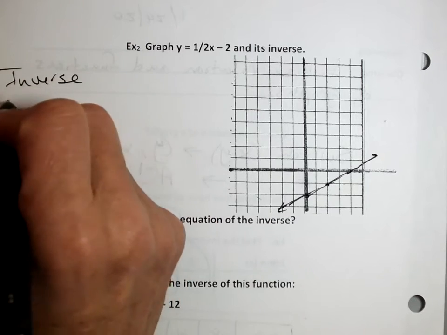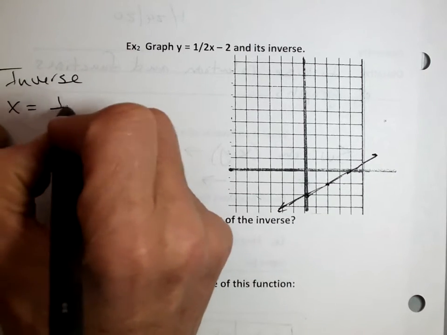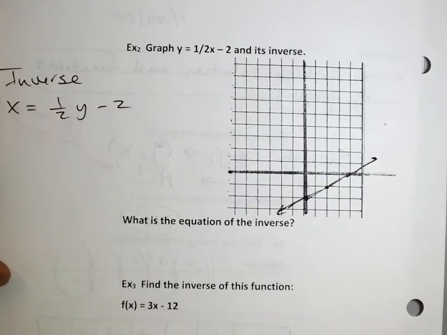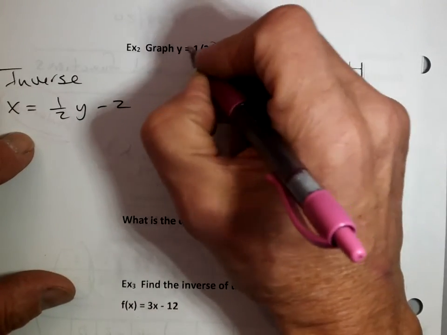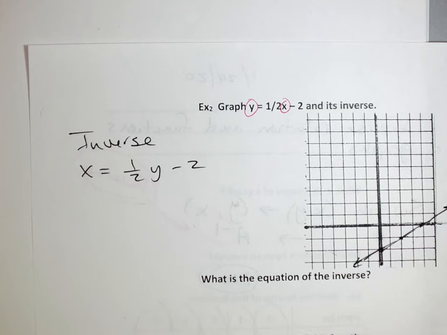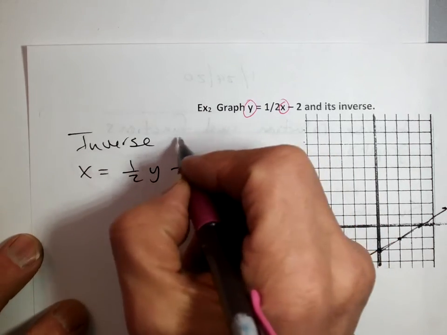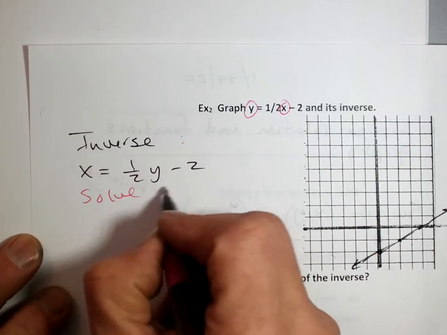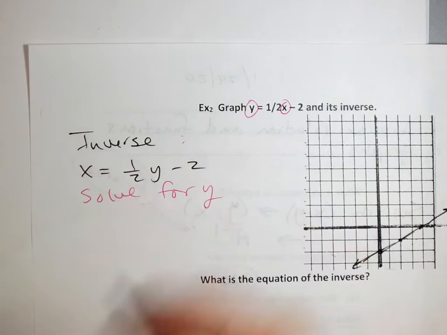I'm going to rewrite it as x equals 1/2 y minus 2. By switching x and y right here, in a sense, I just switched every single x and every single y, right? Much easier than going point by point, okay? But if I want to graph this inverse, I should probably solve for y, because then I can graph it, right? Solve for y.